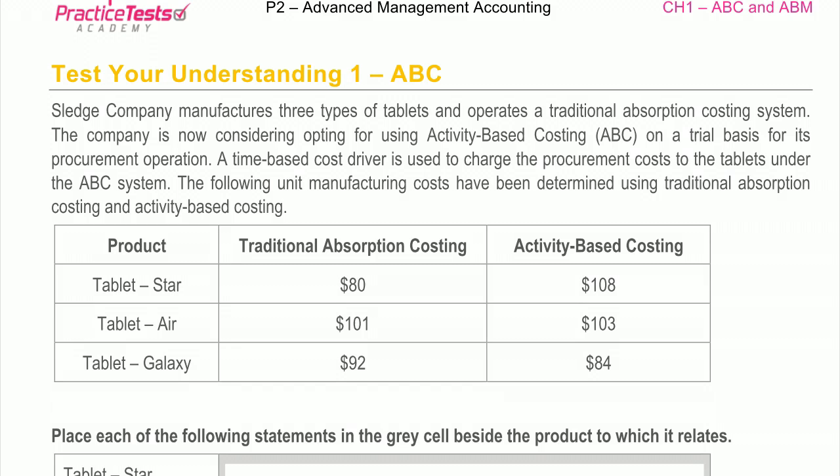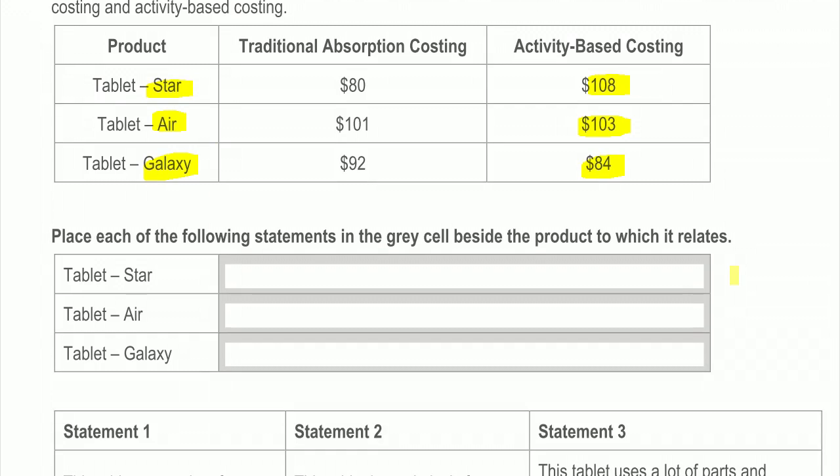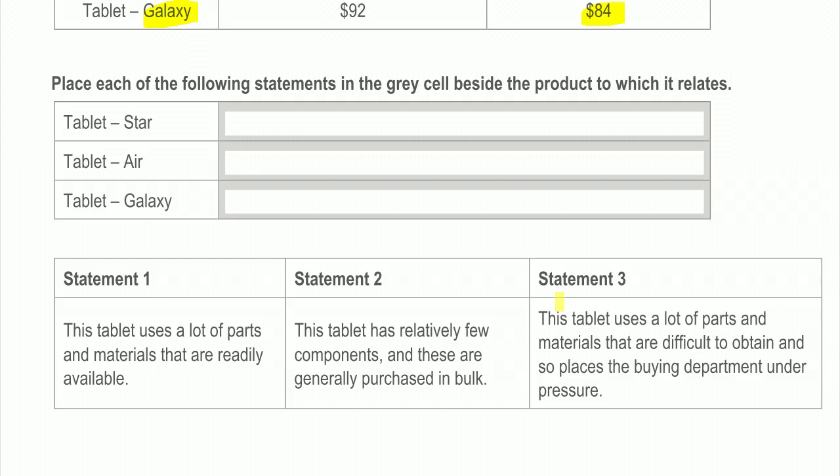So we have Sledge Company here that manufactures 3 types of tablets and operates a traditional absorption costing system. We're now thinking of going for activity-based costing on a trial basis. So a time-based cost driver, in other words, how much time we spend doing different things, is used to charge the procurement cost to the tablets under the ABC system. The following unit manufacturing costs have been determined using traditional absorption costing and activity-based costing.